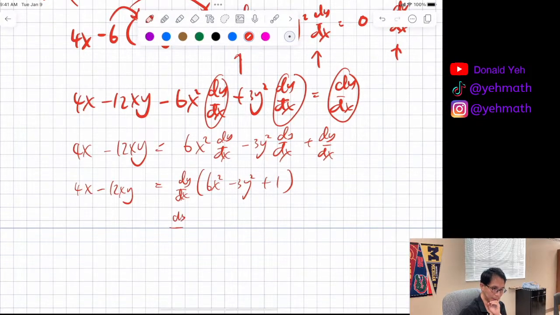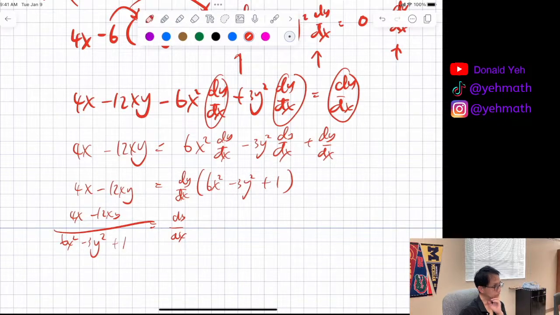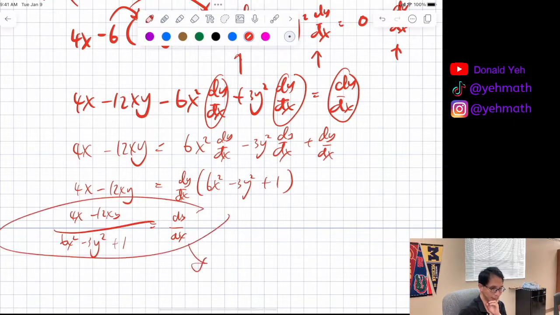And I solve for dy/dx, which is equal to (4x minus 12xy) over (6x squared minus 3y squared plus 1). And that is the f prime of x. Now, I could isolate f prime of x, I cannot isolate the y though. And that's why implicit is very powerful.